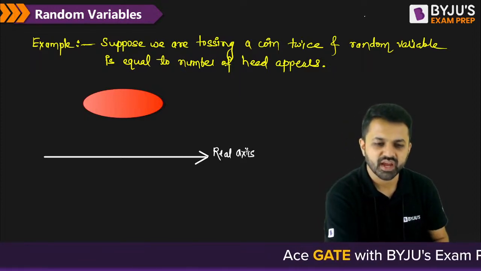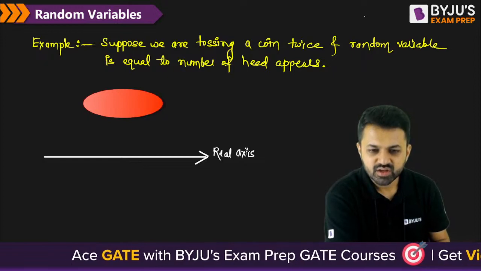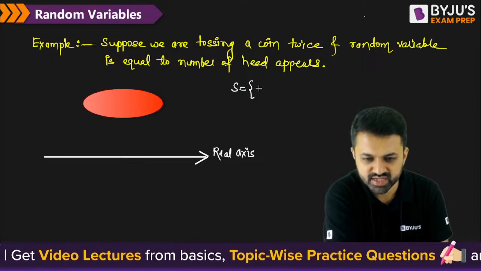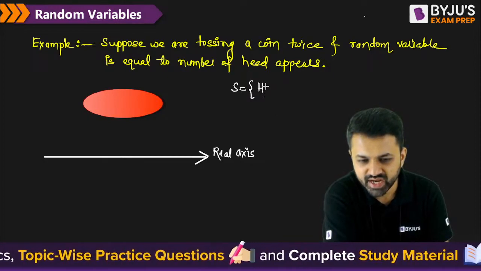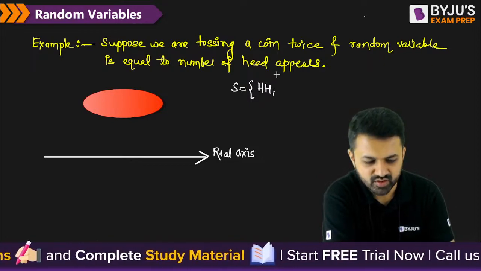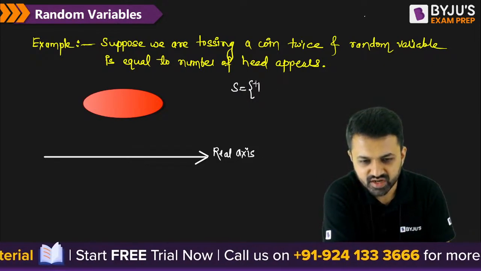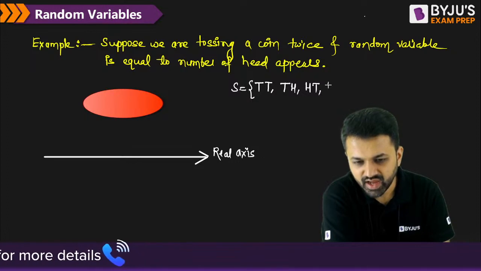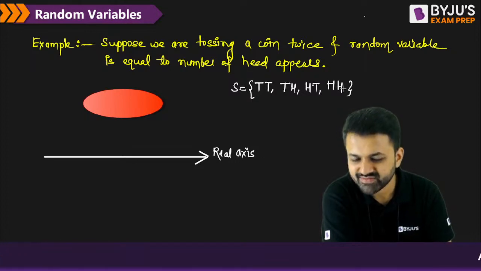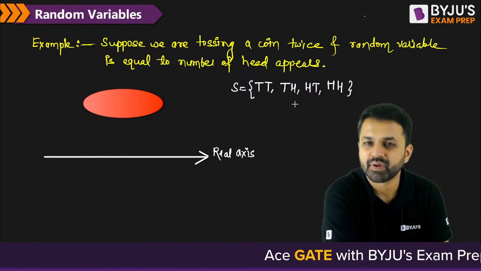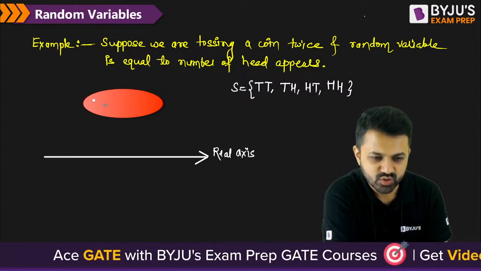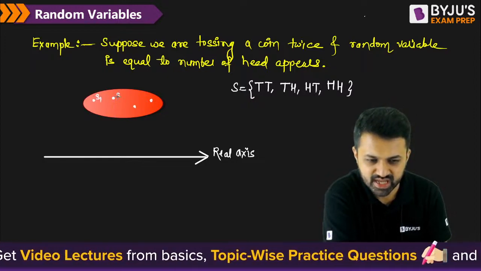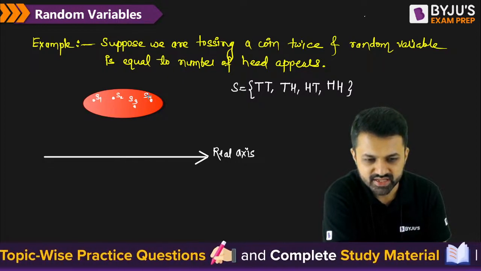When you perform a random experiment, what will be the sample space in this case? You are tossing a coin twice. So the sample space will be head, head, or let's write it this way: tail, tail, then tail, head, then head, tail, and then head, head. You may get these values, right? So how many sample points are there? Four sample points are there. So these are the four different sample points. Let us say S1, S2, S3 and S4.